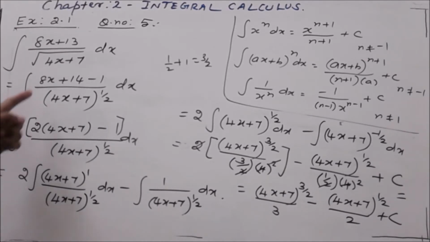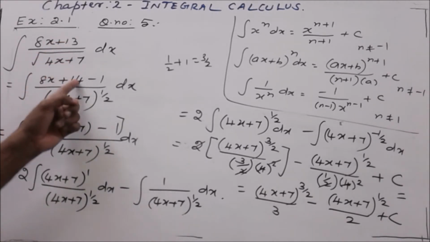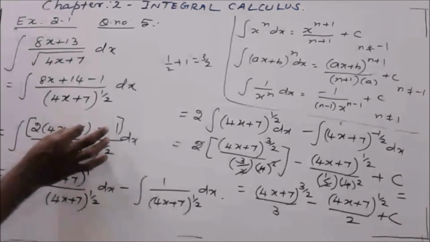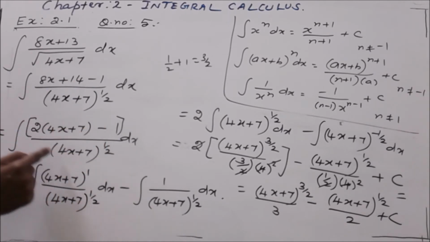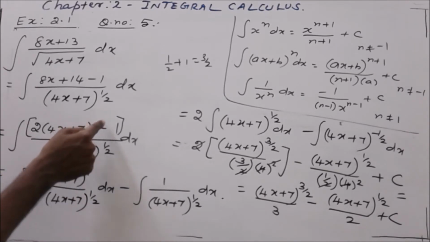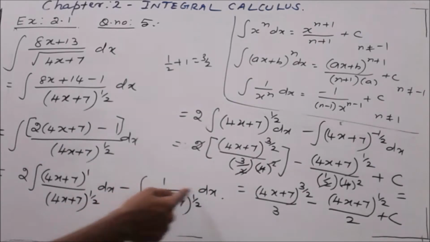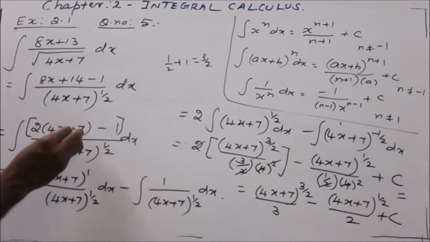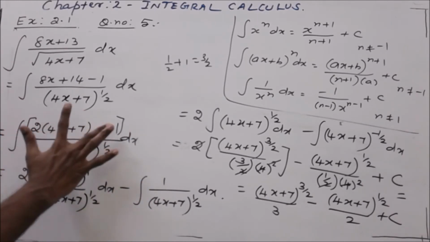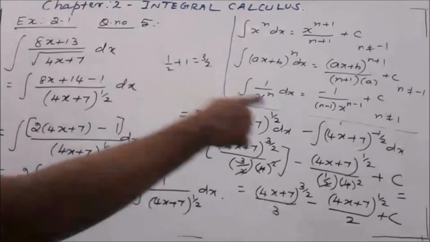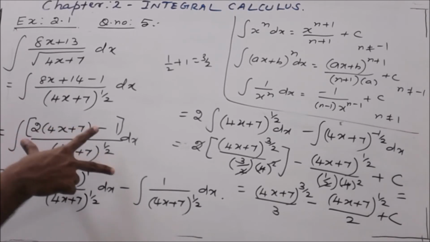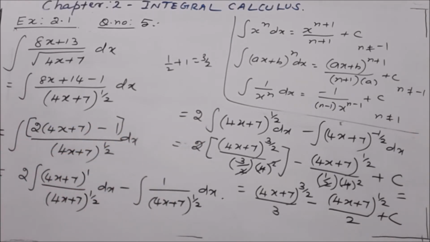Look at the steps here. 8x plus 13 is 14 minus 1. Then taking 2 common from these two terms only, 2 into 4x plus 7. Then separating the denominator, 2 into 4x plus 7 by 4x plus 7 whole power half, then minus 1 by 4x plus 7 whole power half into dx. In this place I am splitting the entire fraction into two different fractions by using the two different terms in the numerator. Then only I am integrating. This will be easy when we convert two different functions while integrating.